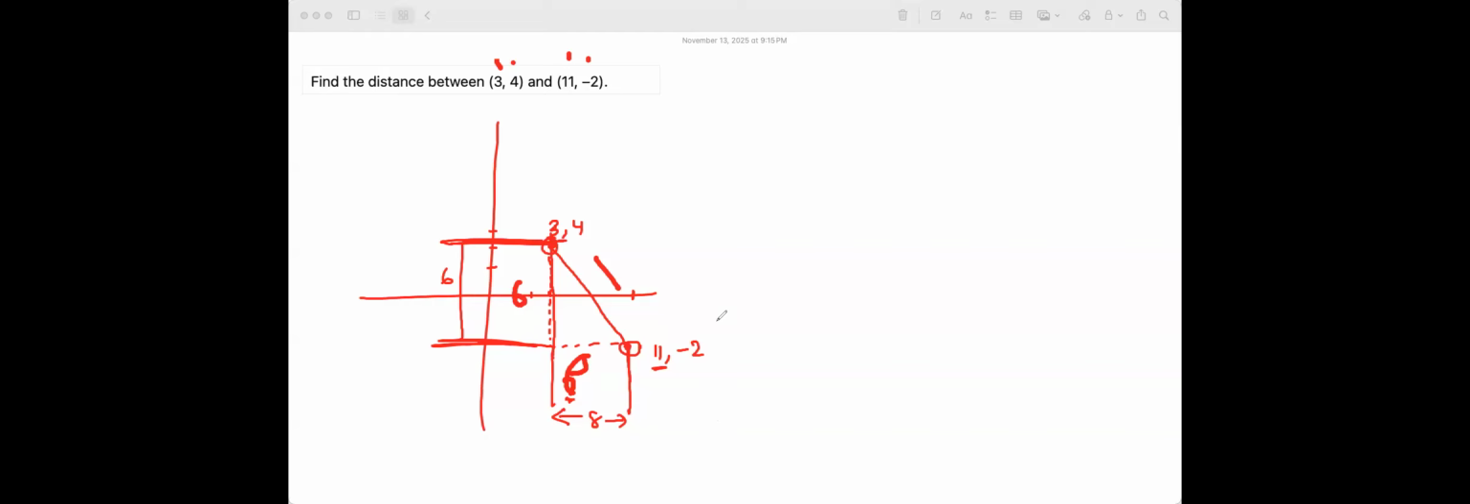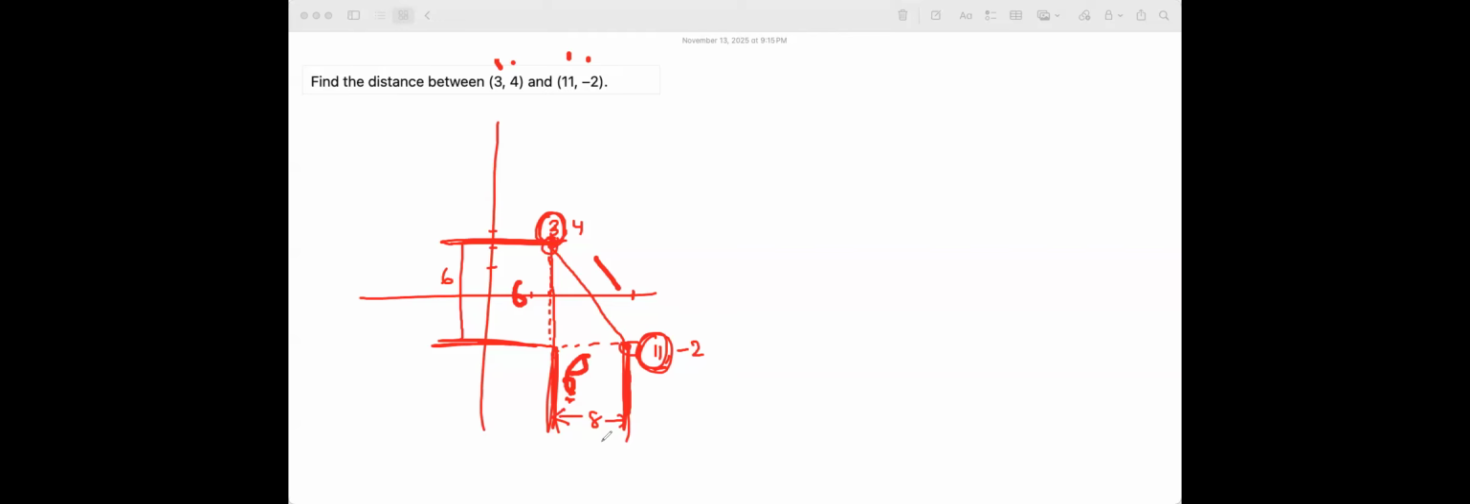Did you get it, Vaibhav? 11 minus 3, he did. 11 minus 3. The x difference is this, because 3 and 11 are both x values. So if you want to get the horizontal length for the triangle, you have to do the x minus the other x. Yeah, I sort of get it.